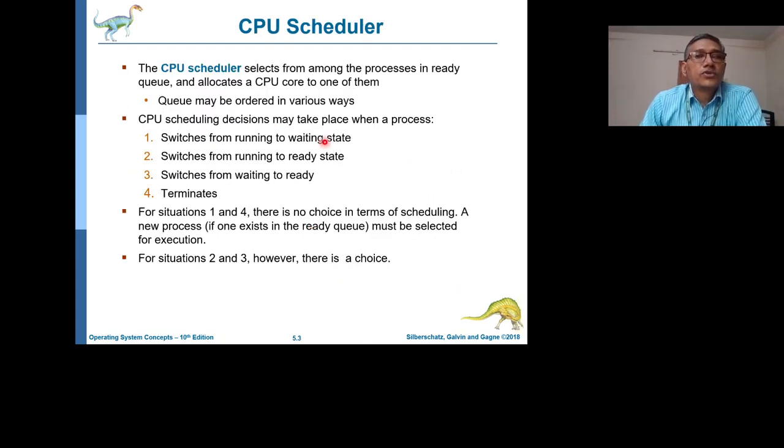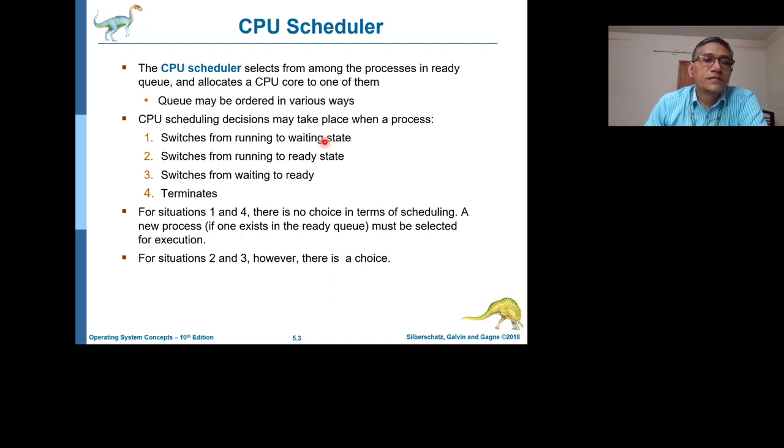Now what is the CPU scheduler? The CPU scheduler selects among the processes in the ready queue and allocates a CPU core to one of them. It is the scheduler's responsibility to choose one among the several available processes so that it can get the attention of the CPU. Now the queue may be ordered in various ways.